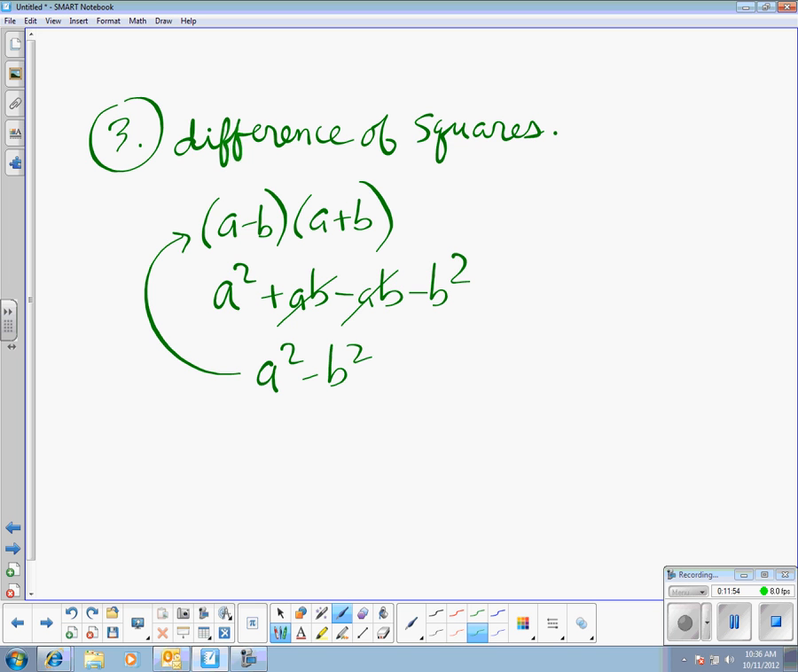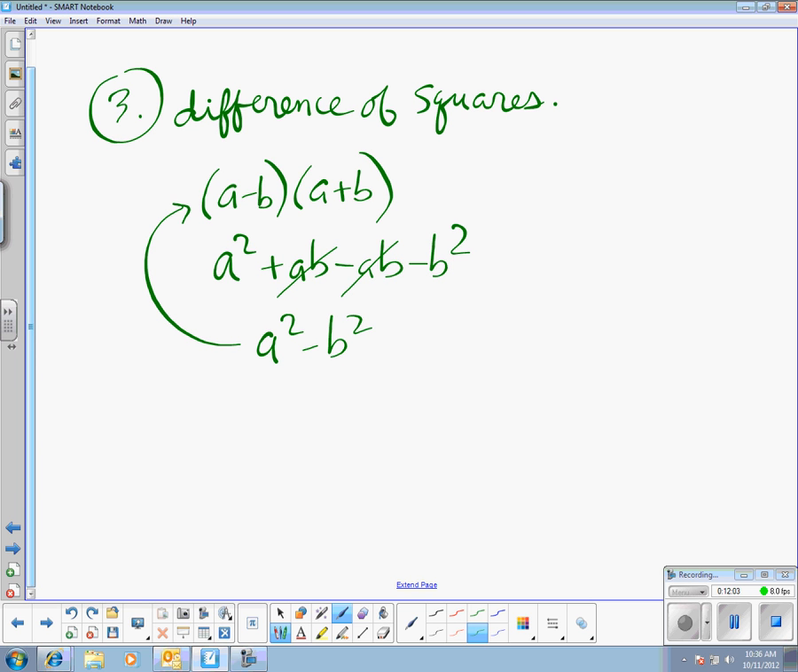And if you ever see two terms, most likely it's going to be this, because there's not a whole lot of other ways to factor just two terms. So here's a quick example.